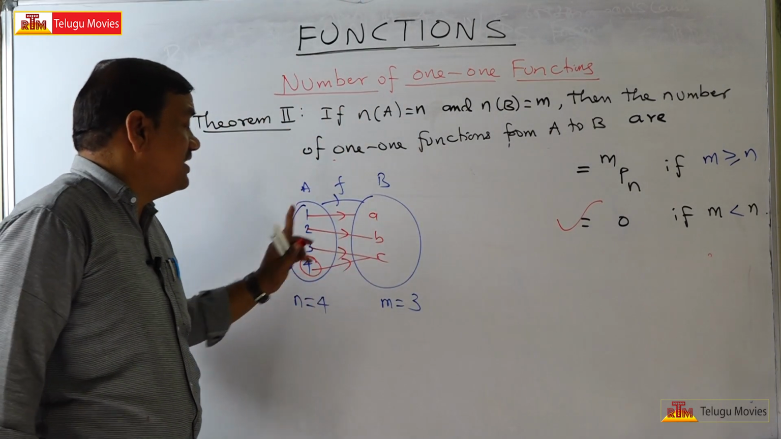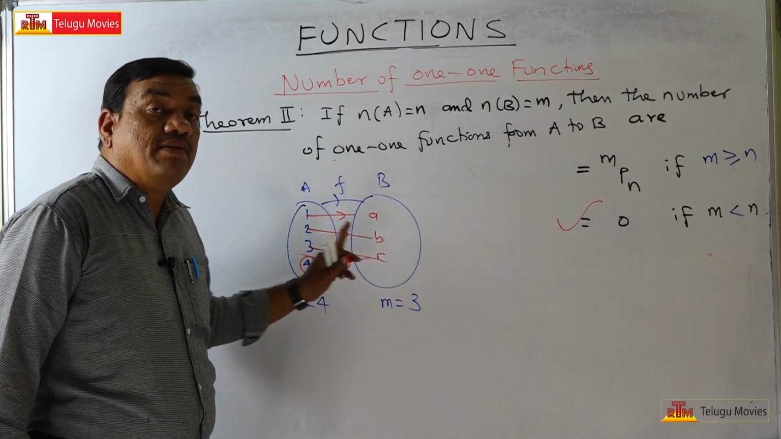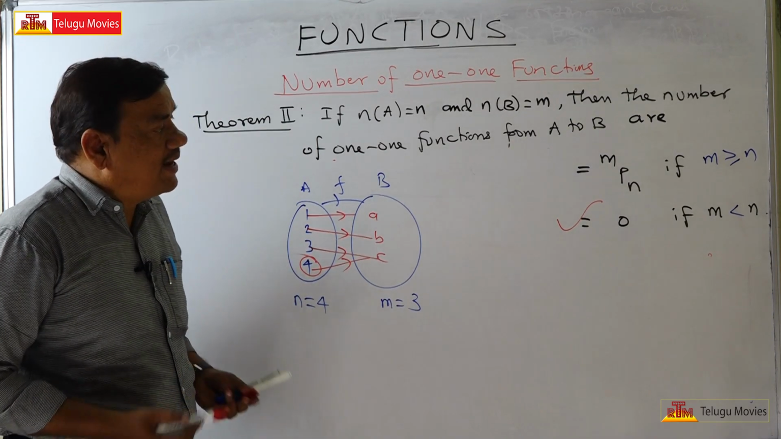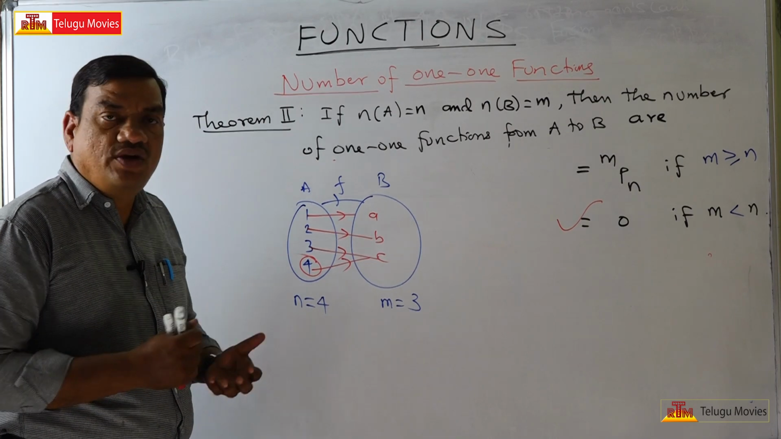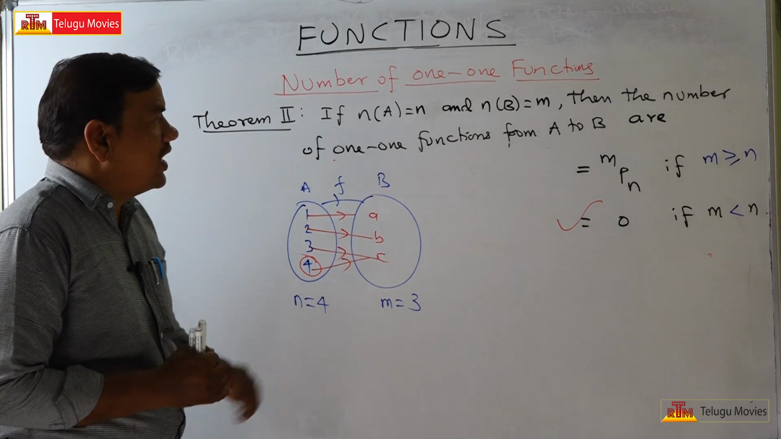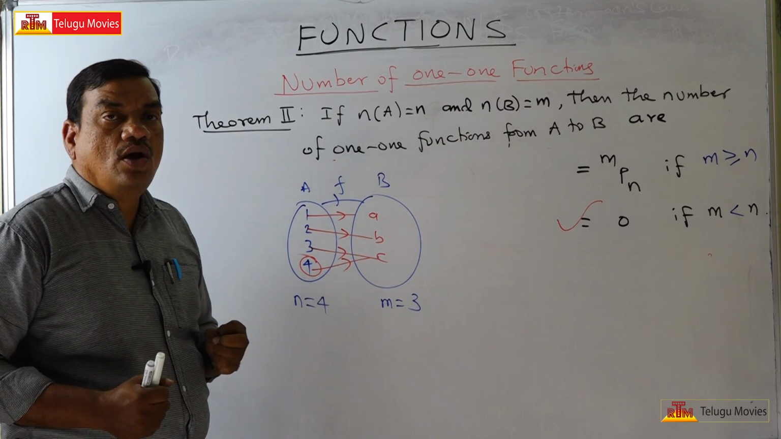If m is less than n, then the number of onto functions is 0. So this can be easily identified. Understand this? Okay. I hope that you understand this proof.